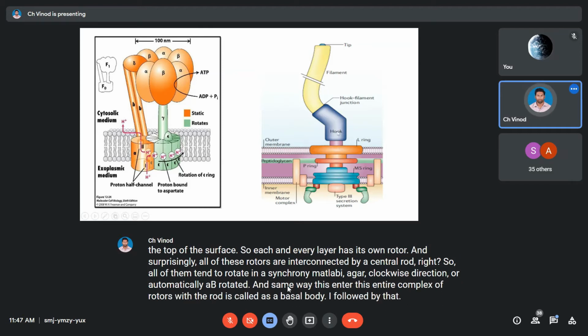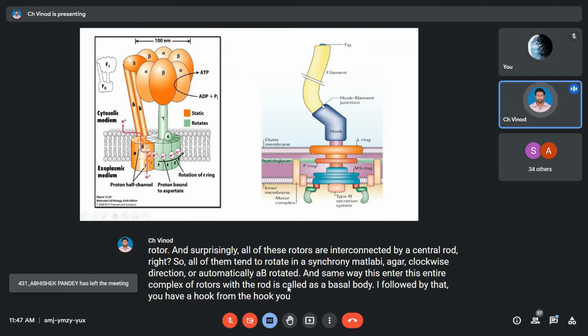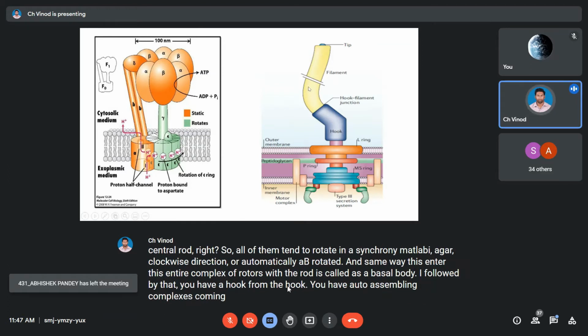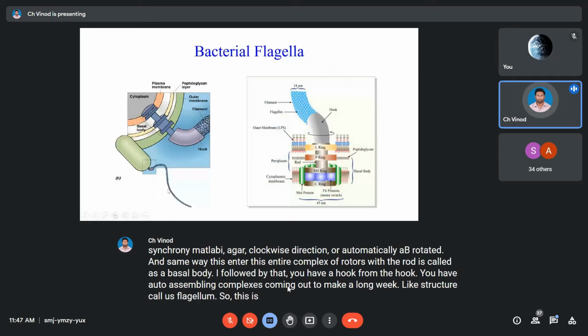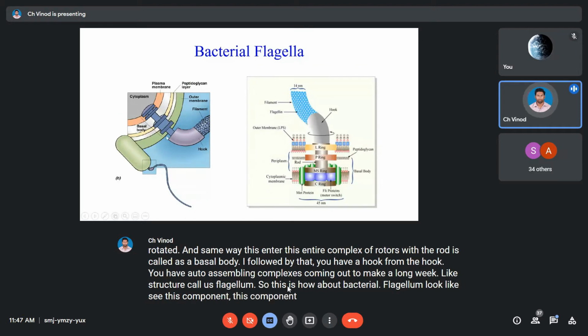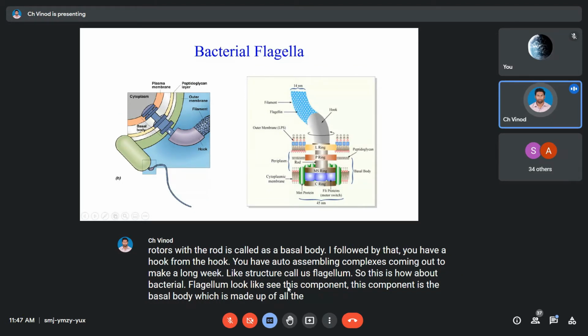Followed by that, you have a hook. From the hook, you have auto-assembling complexes coming out to make a long wig-like structure called flagellum. So this is how a bacterial flagellum looks like. See this component. This component is the basal body, which is made up of all the rotors and the central connecting rod.